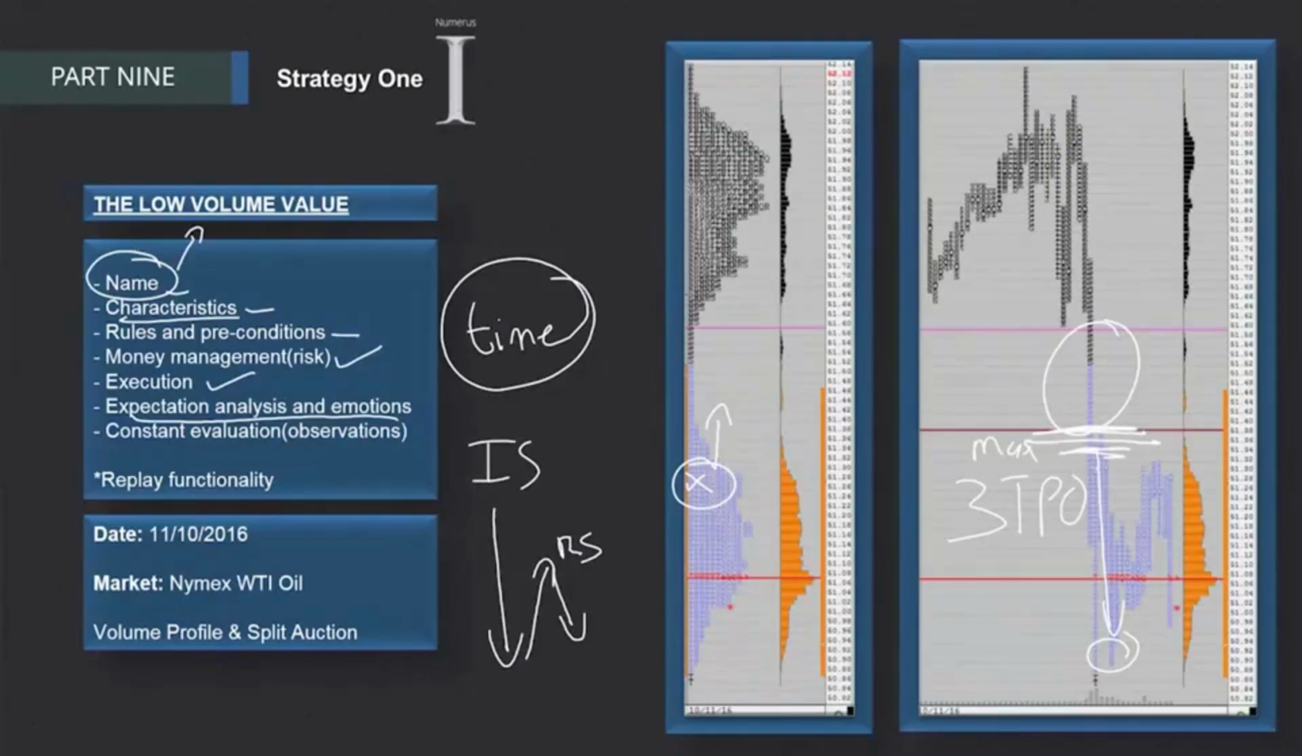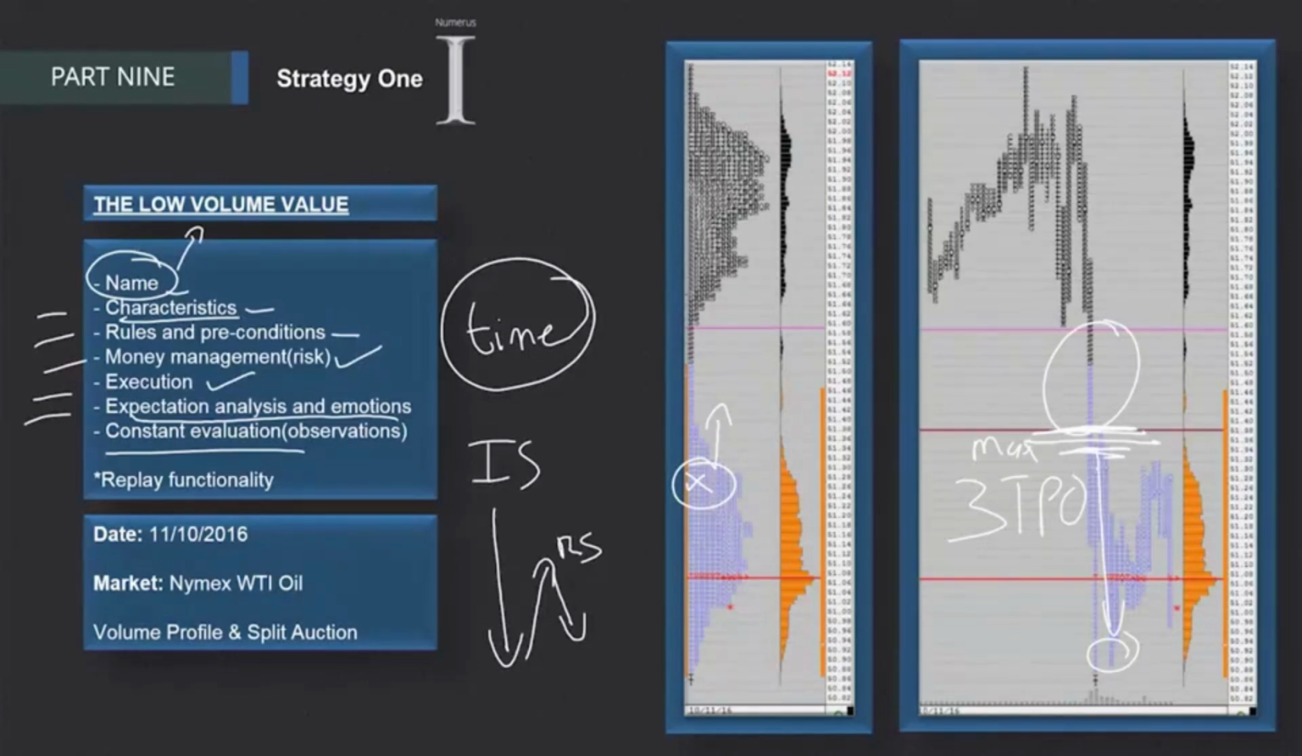So then, what you would do is constantly take this trade setup and constantly adjust it in terms of the characteristics, the rules, the money management, the execution, as well as some of the expectation analysis. And you would constantly evolve the strategy so that it's constantly improving your overall profitability.